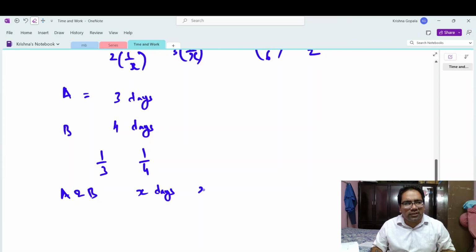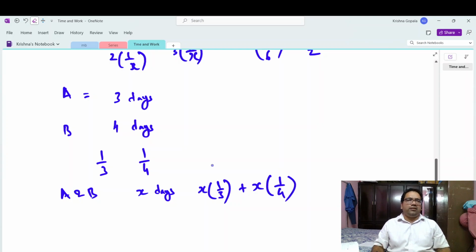Now, in X days, how much work is done? X into 1 by 3 will be done by A, and the same X days into 1 by 4 by B. A daily does 1 by 3, so in X days, X into 1 by 3. Similarly, B daily does 1 by 4, so in X days, X into 1 by 4.